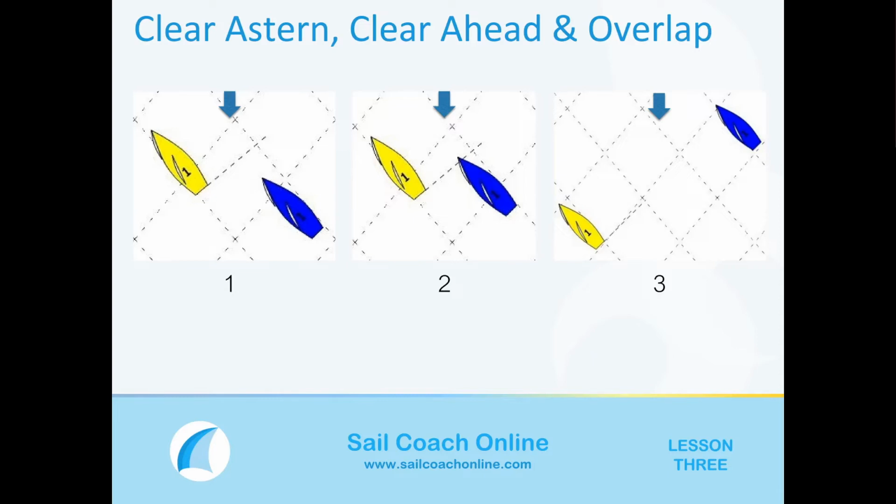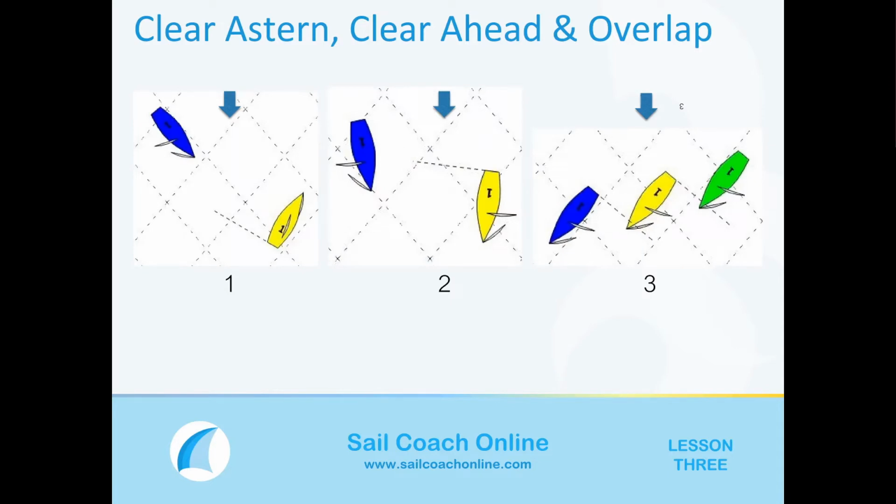So we have some examples of clear astern and clear ahead and overlap. In diagram 1, the yellow boat is clear ahead of the blue boat. In diagram 2, there is an overlap between the two of them because the bow, the pointy end of the blue boat, crosses the line that extends from the stern of the yellow boat. And similarly in diagram 3, there is also an overlap, even though the boats are separated.